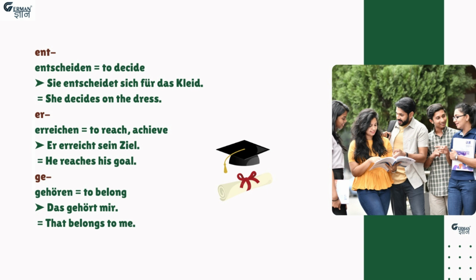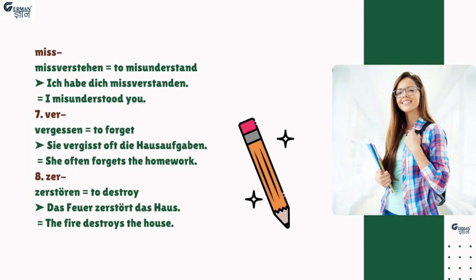Fifth prefix is ge. Verb is gehören. Gehören means to belong. For example, das gehört mir means that belongs to me. Another prefix is miss. Verb is missverstehen, and missverstehen means to misunderstand. For example, ich habe dich missverstanden means I misunderstood you.